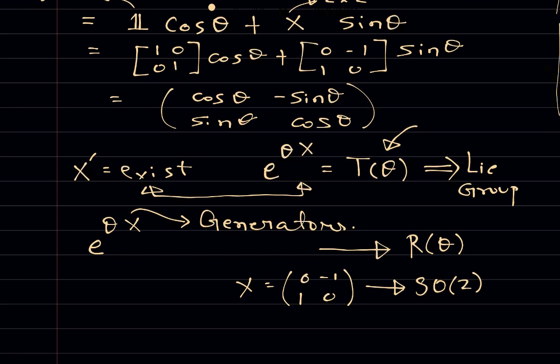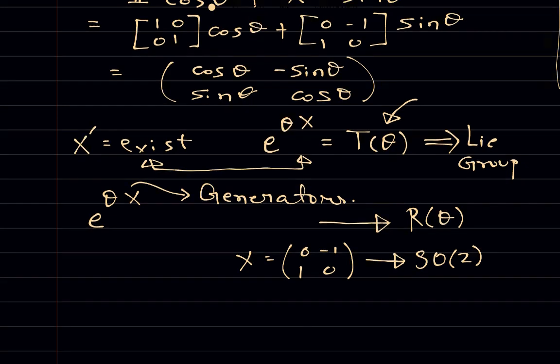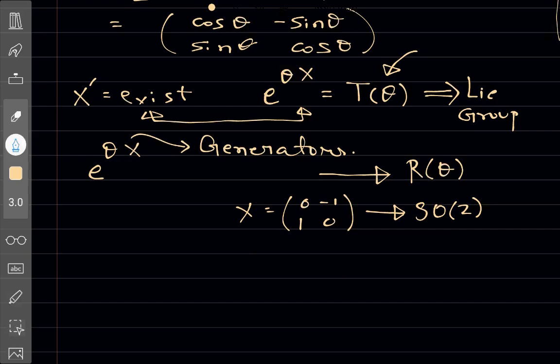Any doubt? Yeah. Here this generator is antisymmetric, right? Generator here seems antisymmetric, yes. So can you say that generators should always be antisymmetric, or is it not necessary? No, maybe not necessary. Let me think. I think generators should be antisymmetric, sir. I mean for this Lie group, or rotation group, all kind of.